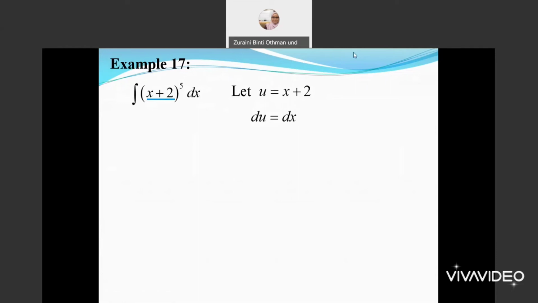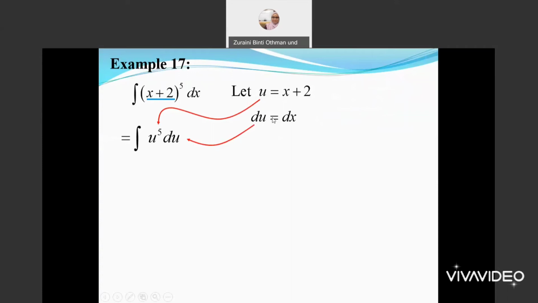Ataupun dia macam ni. Okay, u bila kita bezakan dia ialah du over dx, sama juga dengan bezakan x dapat 1, bezakan 2 dapat 0. So sekarang kita boleh simplify kat situ, du letak kat depan, so dx ni pindahlah letak belakang. Okay, itu saja. Jangan confuse sangat. That's not complicated yet. Okay, so now finish with this.